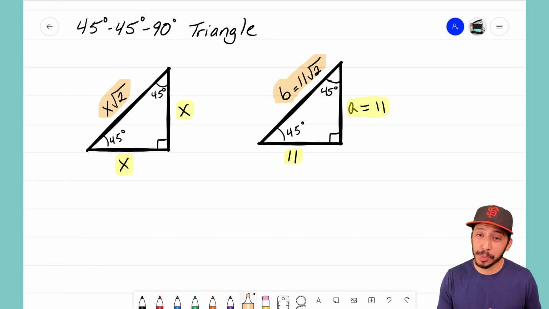I just want to make a quick note: you do not need to get the decimal number for this. Leave it in radical form as 11 times root 2, and you're good to go.